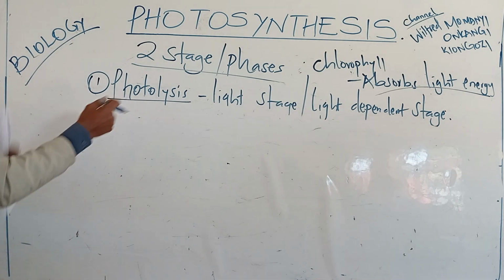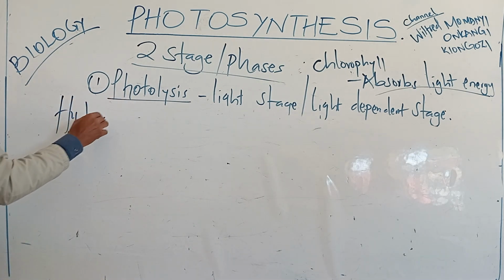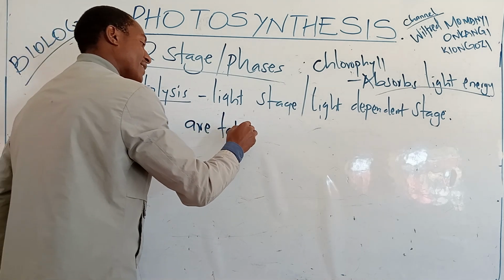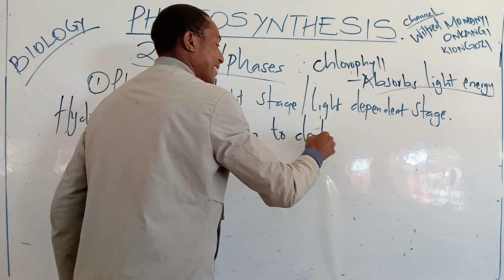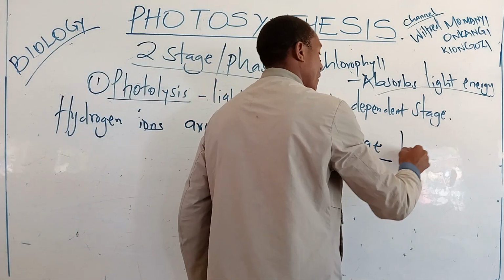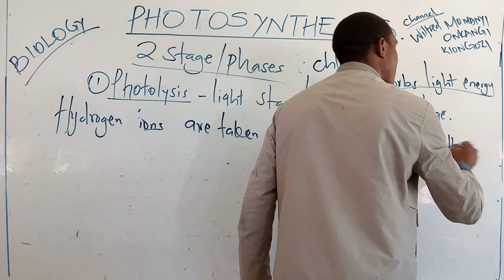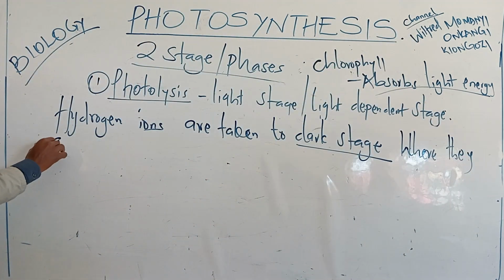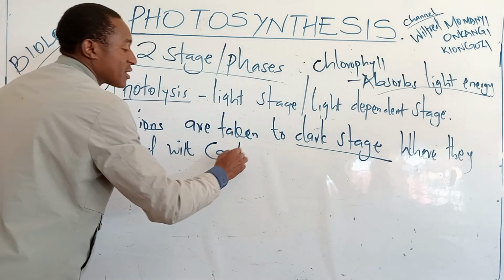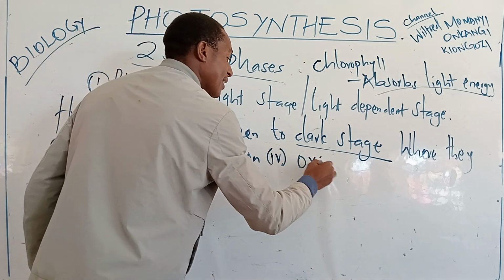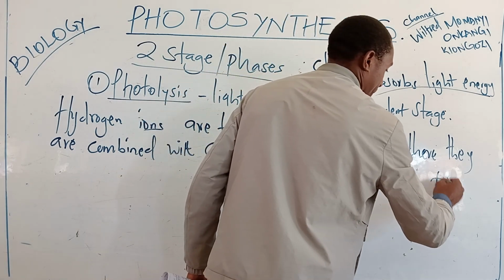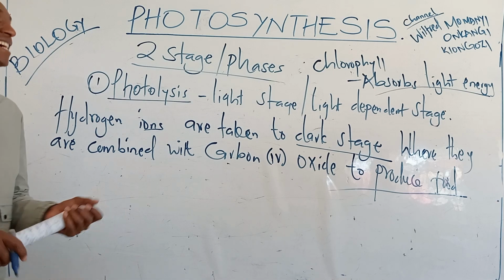Hydrogen ions are very important in the dark stage. Hydrogen ions are taken to the dark stage, where they are combined with carbon dioxide to produce food. And that marks the end of the light stage.